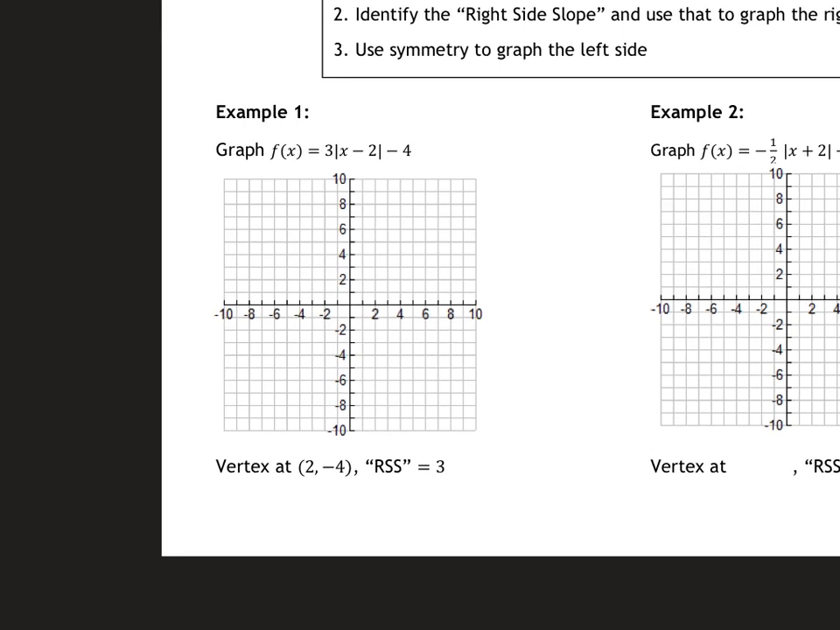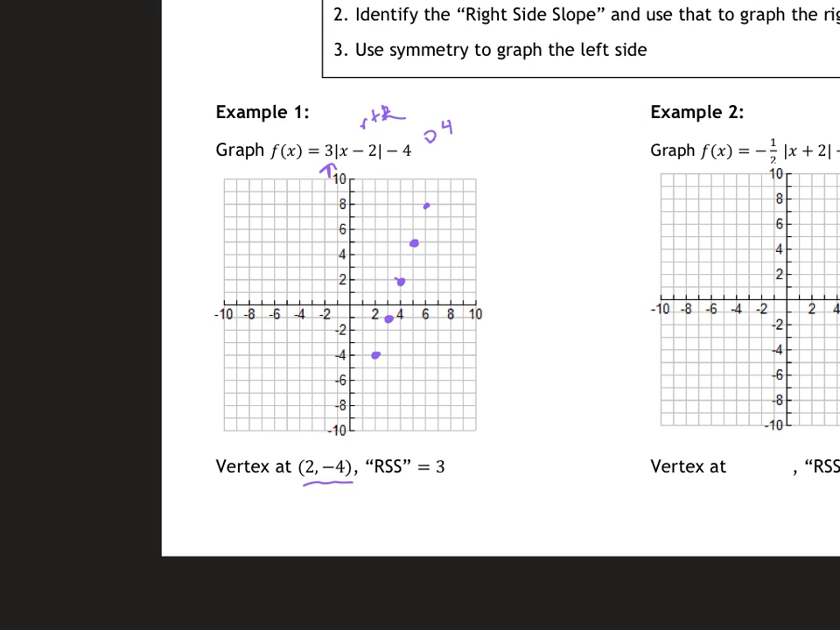So 3 times the absolute value of x minus 2, minus 4. So we're starting off, I'm going to work my way through this. I've got a vertex here at (2, -4), because it goes right 2 and down 4. We're pretty good at transformations now. So right 2 and down 4, there's my vertex. This gives me my right side slope. So I'm going to go up 3 over 1, up 3 over 1, up 3 over 1, as many as you want to.